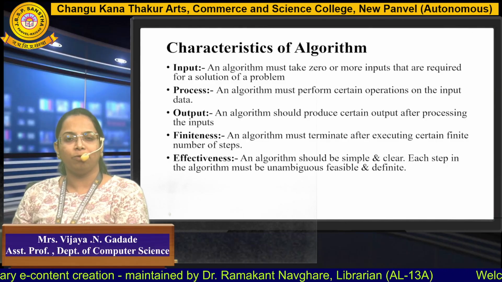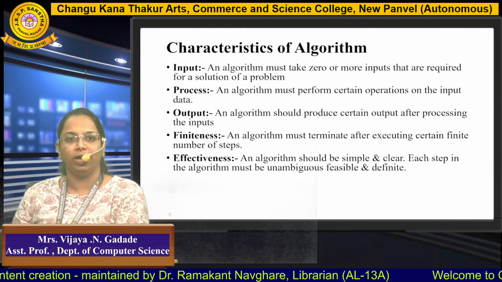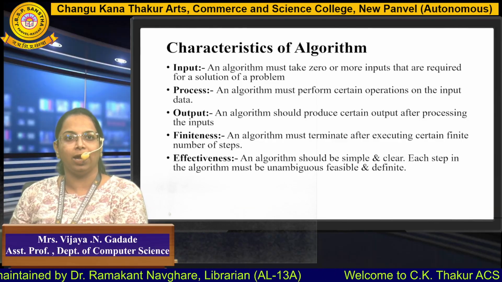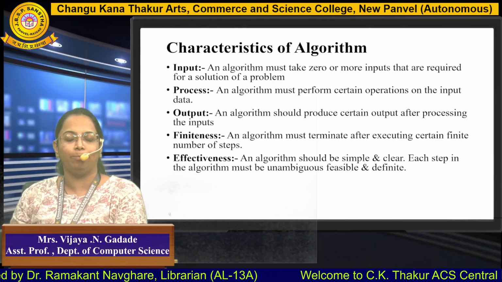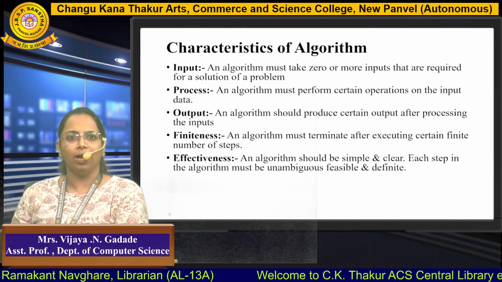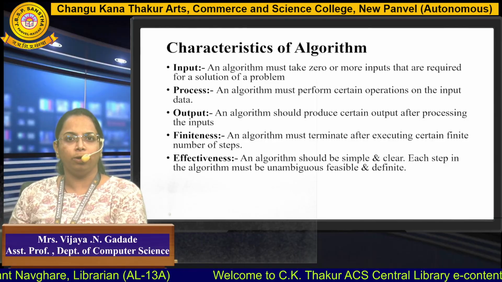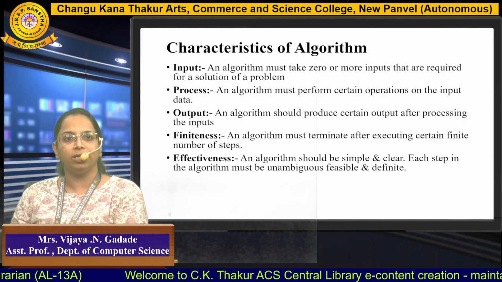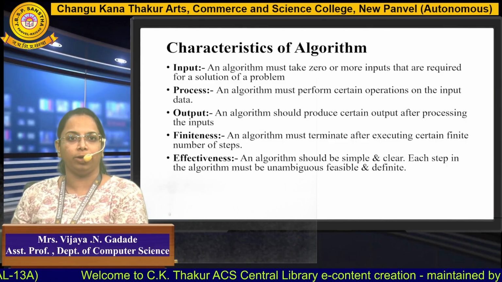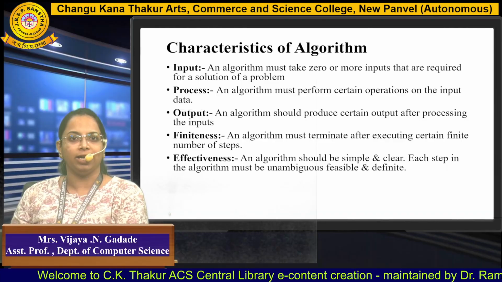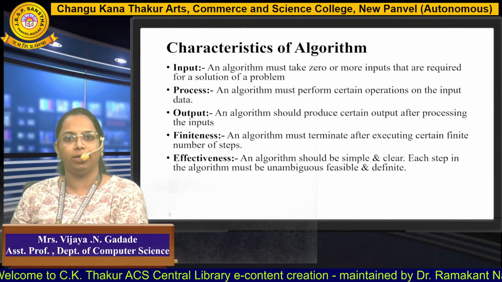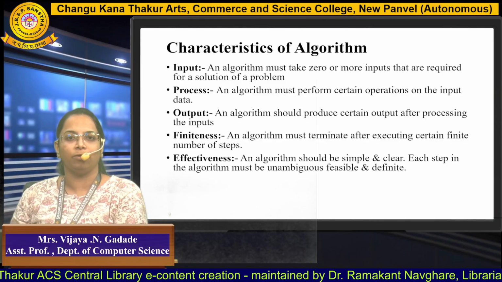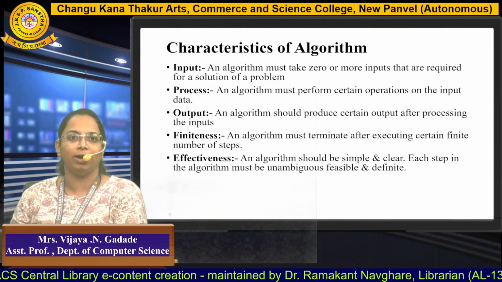An algorithm must perform certain operations on the input data. We take the input, we process it, and it produces an output. An algorithm should produce certain output after processing the input. Next one is finiteness. An algorithm must terminate after executing a finite number of steps. The algorithm should follow a procedure, and that is nothing but finiteness.